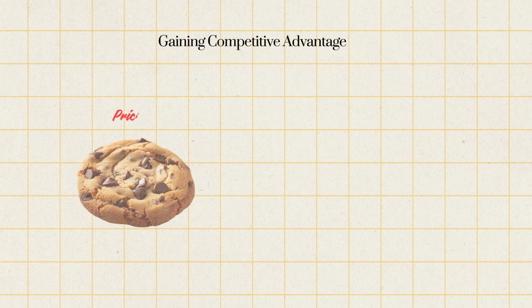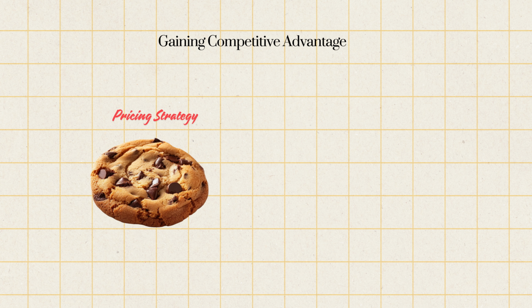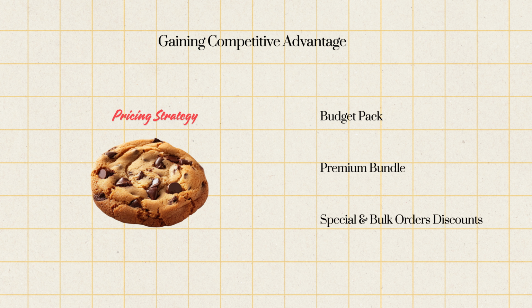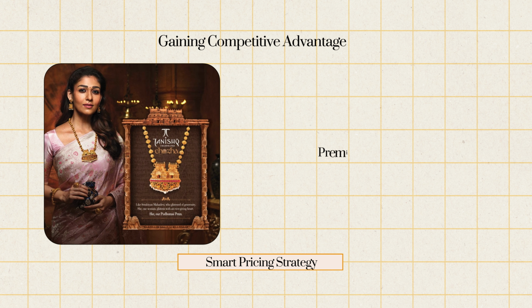Next is pricing strategy. She developed a strategic pricing approach to attract different customer segments: budget packs, smaller, affordable packs for first-time buyers; premium bundles, curated gift boxes with an elevated experience; special and bulk order discounts, offers on corporate and bulk gifting. Example, Tanishq. Tanishq follows a premium pricing strategy, positioning its jewelry as high quality and exclusive.